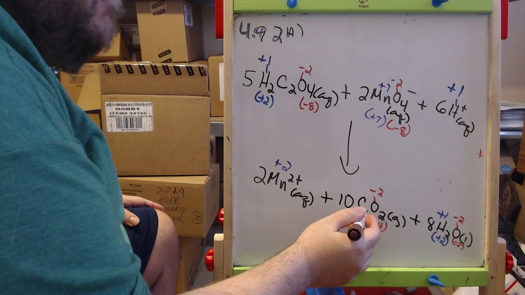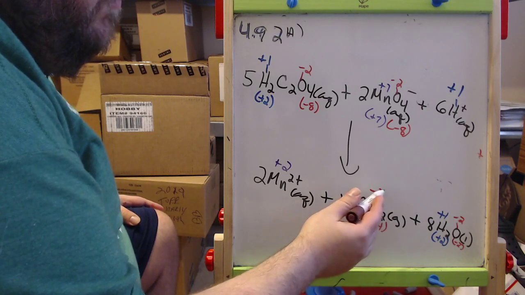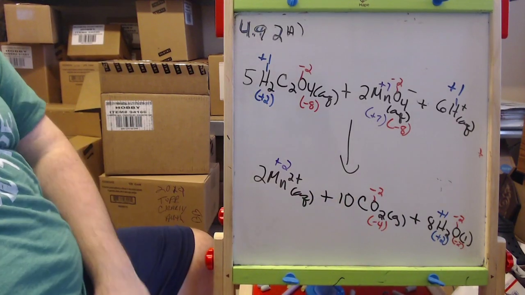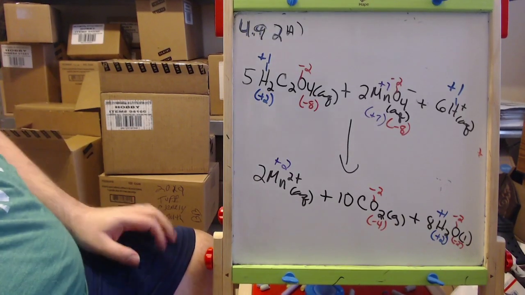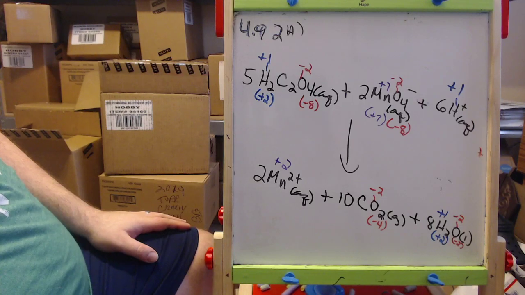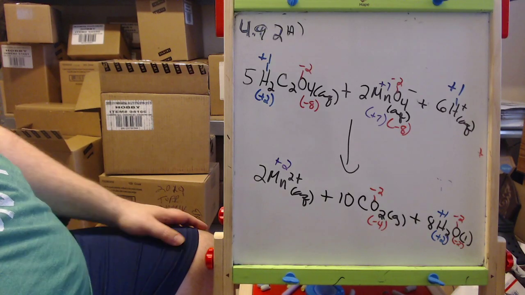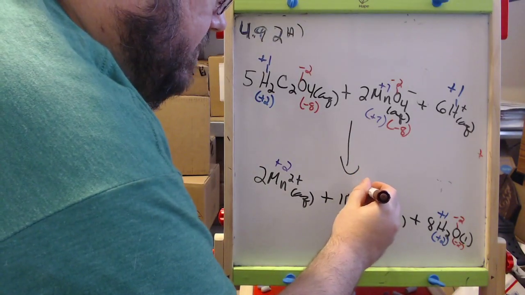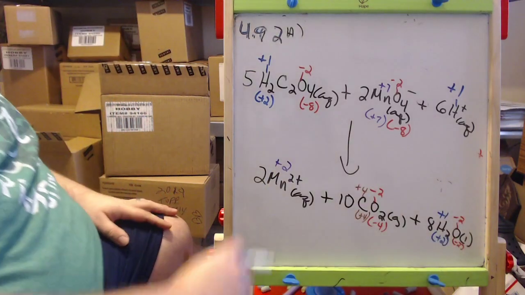What does carbon have to be in CO2? No charge on CO2. Oxygen's a -2 for a total of -4. What does carbon have to be? +4. For a total of +4, which cancels it out. All right, let's go over here now.